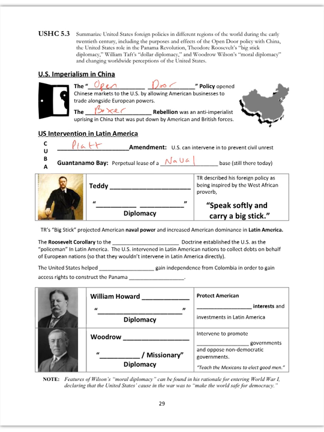And it is still there today. We still lease that base from Cuba today.